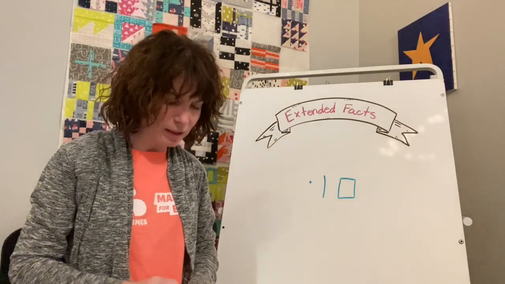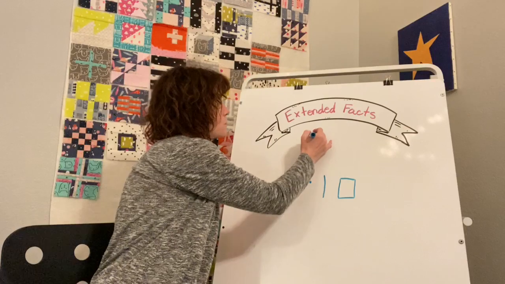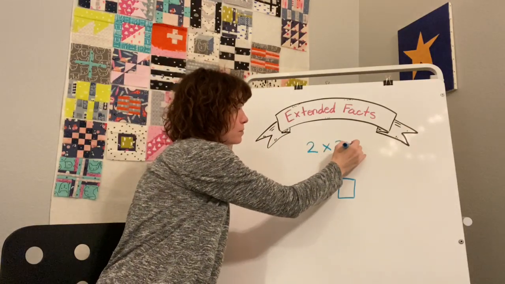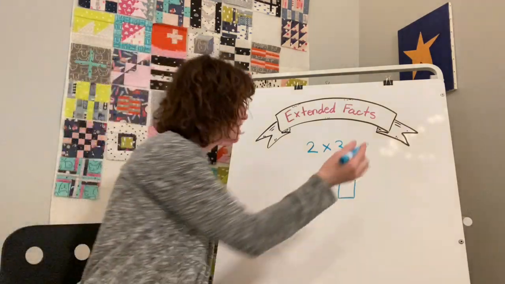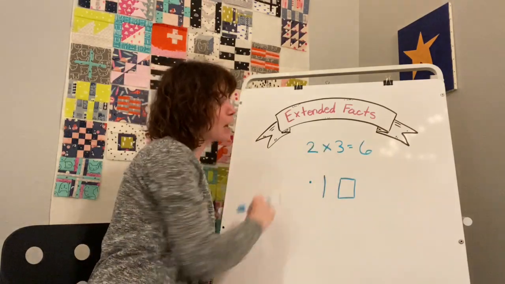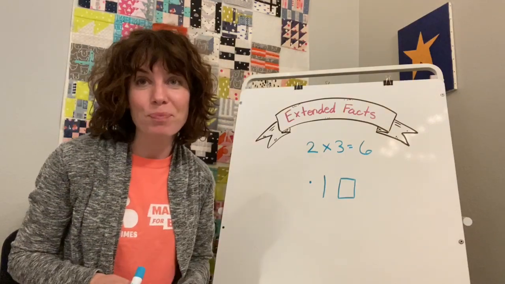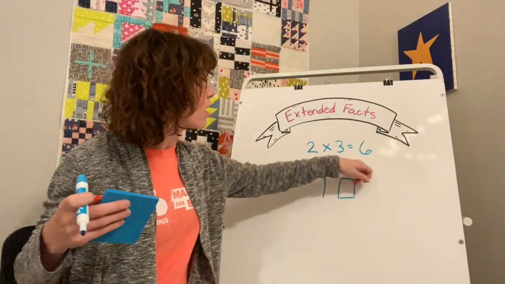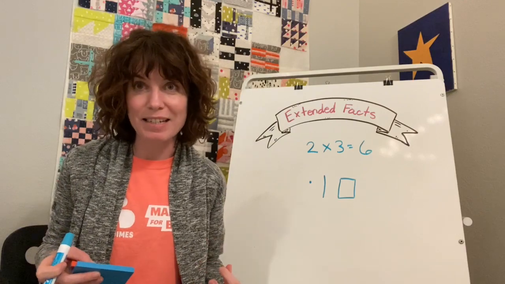And let's get started with a really basic fact. 2 times 3. You got it, it's 6. 2 times 3 equals 6. Because you know that 2 times 3 means that there are 2 groups of 3, and that is 6. We're going to go to the math bench and we're going to see how we can use our basic fact in order to solve some extended facts.